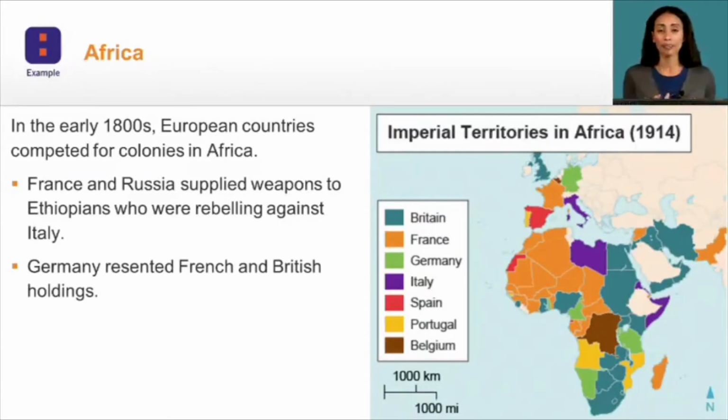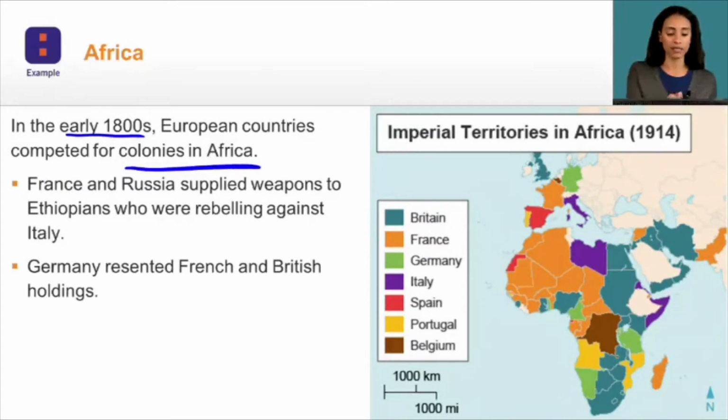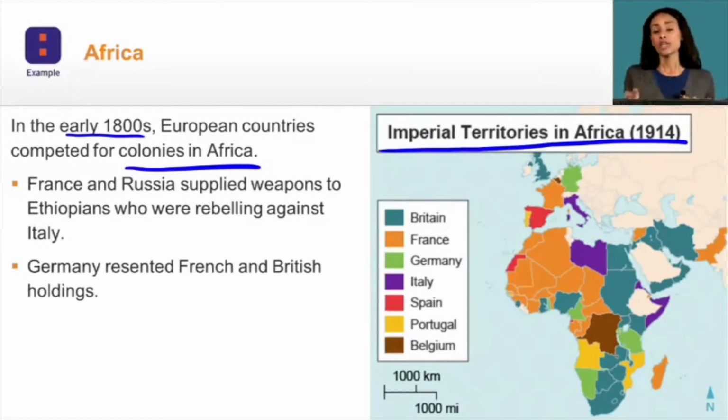So one place that this is happening, really directly leading into World War I, is in Africa. Now, this is an issue that's going to date back to the early 1800s, this period in which European countries are competing for African colonies. And a couple of things are happening that are leading to this growing resentment and tension. So again, we're looking at a map of what's happening in Africa in 1914, and you can see that a lot of different European countries have gotten involved in colonizing Africa.